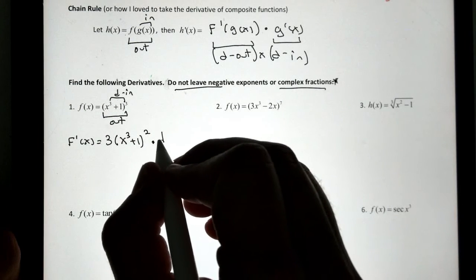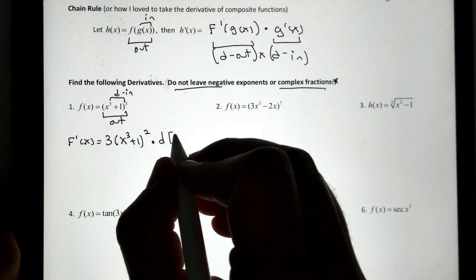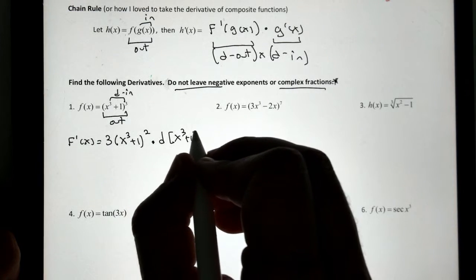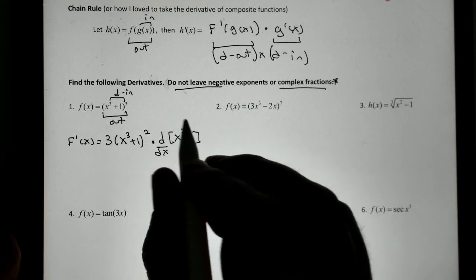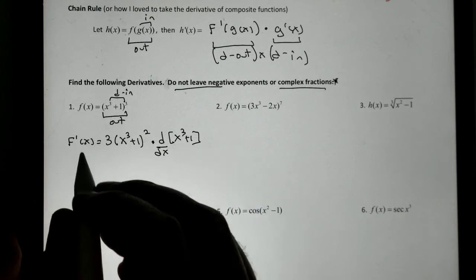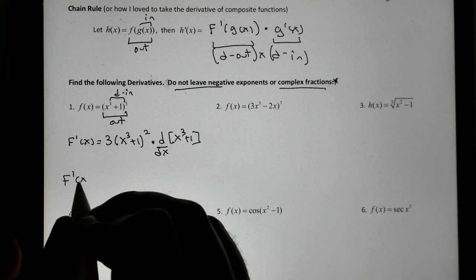So I'm going to write this, the derivative of my inside, which is just x cubed plus 1. That's really what we're doing. And you should put a dx there. We're never going to do this again because it just takes too much time, because now we've got to simplify it.